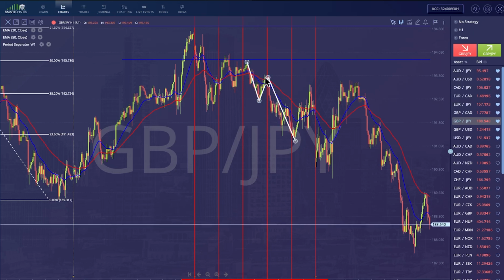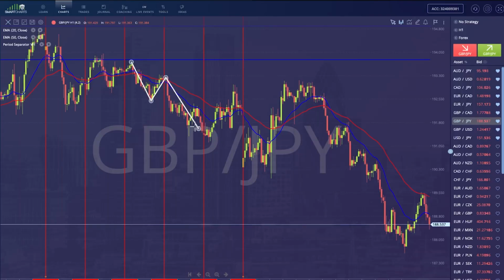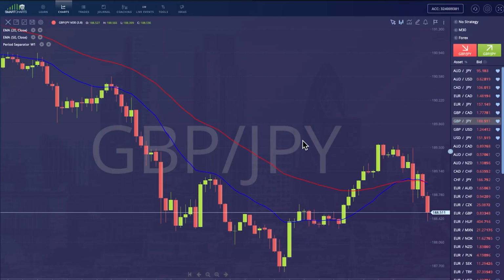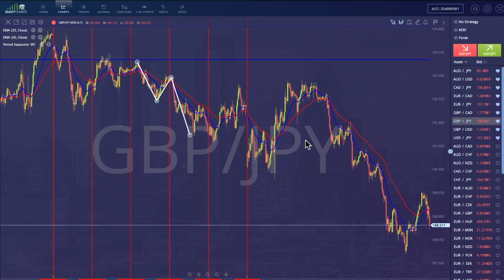Now, you may not be awake at this time when the market gets there. Obviously, this is around about midnight. But what we can do here is drop down to the 30 minutes. And this is where a simple strategy called the 20 bounce comes in: after it crosses over, the first touch on the 20 EMA is where you're going to take that sell.